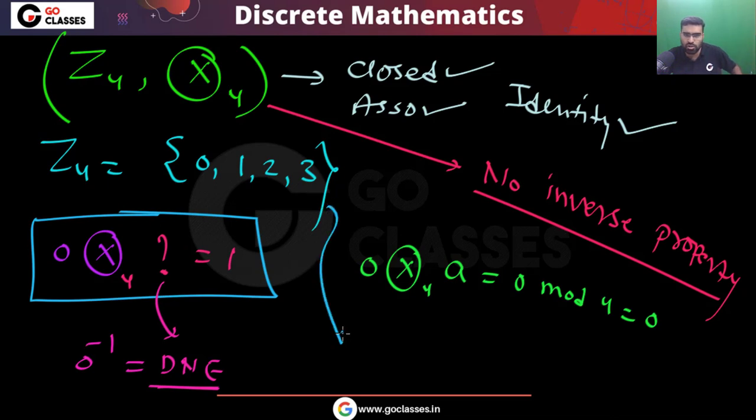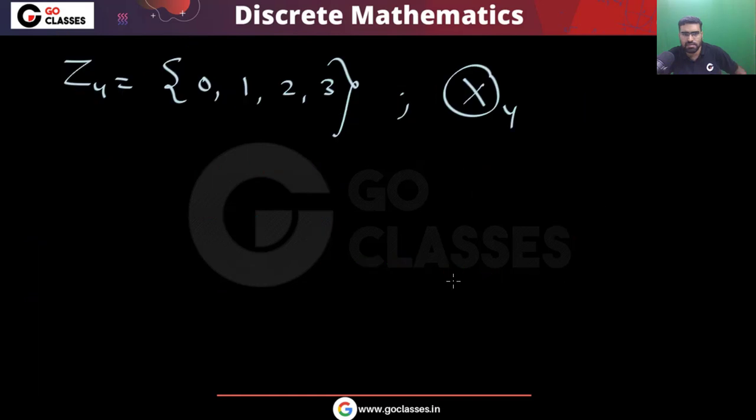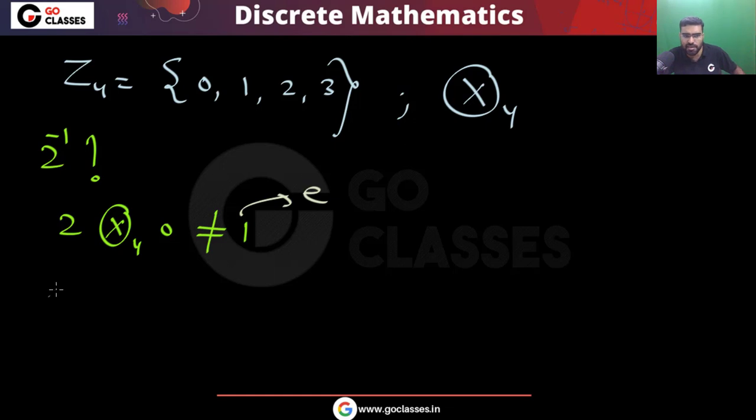Similarly, you can notice here that 2 does not have any inverse. Why does 2 inverse not exist? Let's find out 2 inverse. 2 inverse is not 0, because if you do multiplication modulo 4 with 0, that is definitely not equal to the identity element. This one is the identity element.